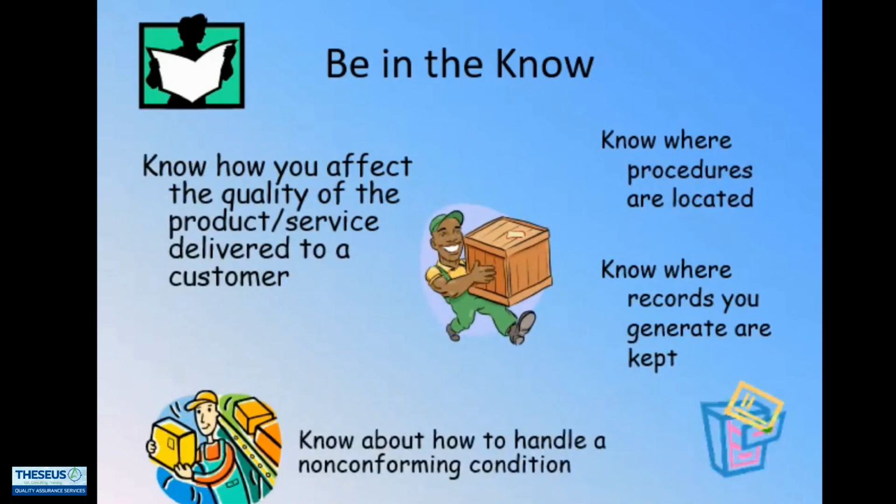Other areas to be aware of are how you affect the quality of the product and/or service you deliver to your customer. What quality checks do you do? Do you do visual inspections? Do you use checklists or tests? Know where procedures and records you generate are located. Are your procedures electronic and/or in a manual? Are your records in your department file cabinet or at a central location? Know how you handle a non-conforming condition. Do you quarantine the product? Do you go to your supervisor? Do you fill out a form recording the event?